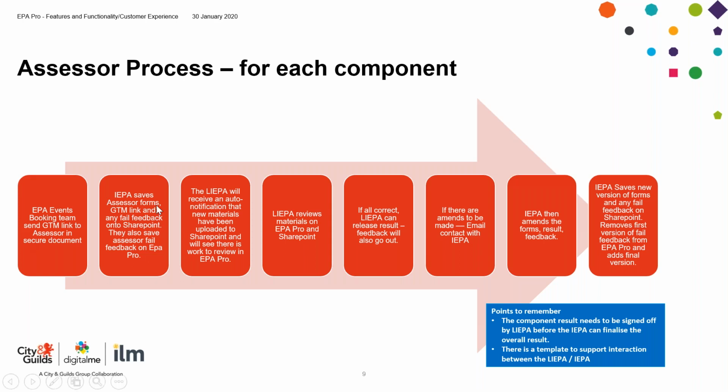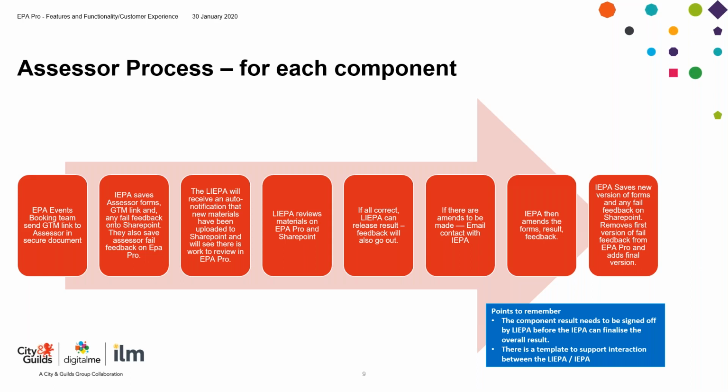Using that GoToMeeting link, and any other assessor forms that the IEPA prepares, the IEPA will review all of the information, and they may complete fail feedback. They will then put the results and any fail feedback on EPA Pro, and any of the other information, so the assessor forms and the GoToMeeting link, will be saved on SharePoint.